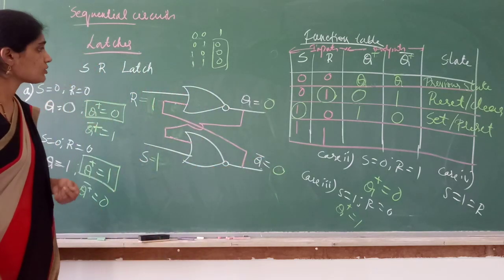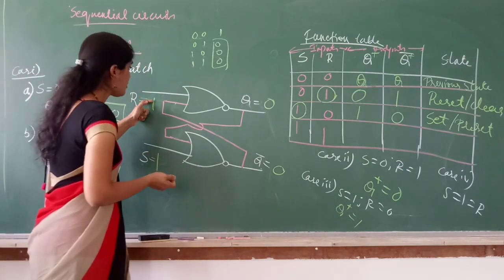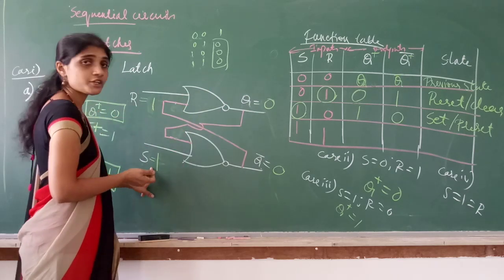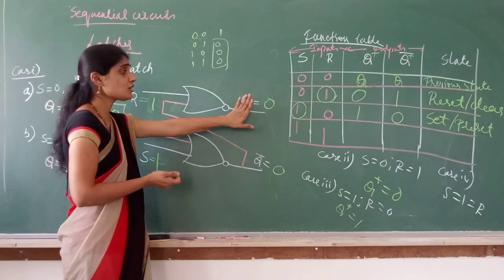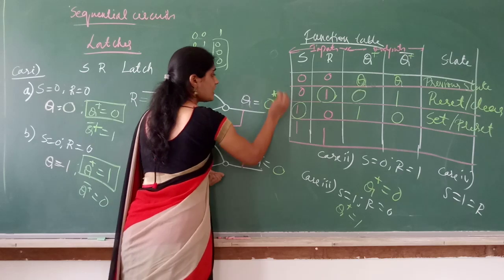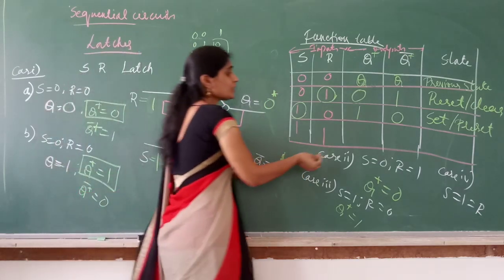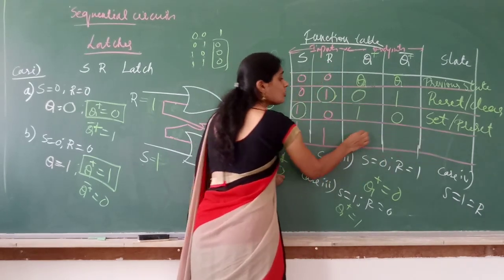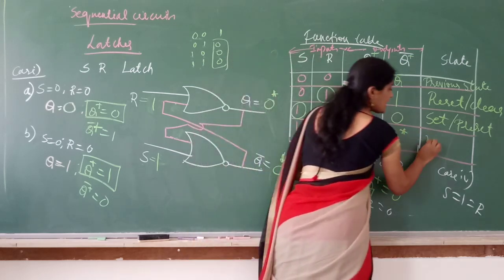We are getting both 0, which is not possible. For both the NOR gates, one of the inputs is 1, so the output is 0. But Q bar has to be the complement of Q. Here we are getting both 0, which is called an undefined state, or metastable state. You can either write X, or put a line, or write 0 star. The star indicates it is in the metastable state.